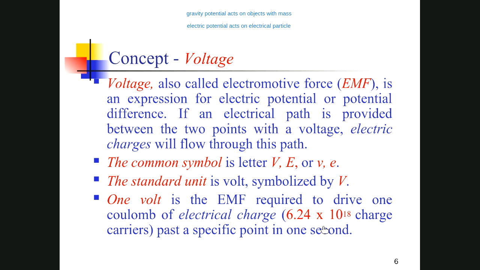You know that each electron has a very small charge, 6.24 times 10 to the minus 18 coulombs.